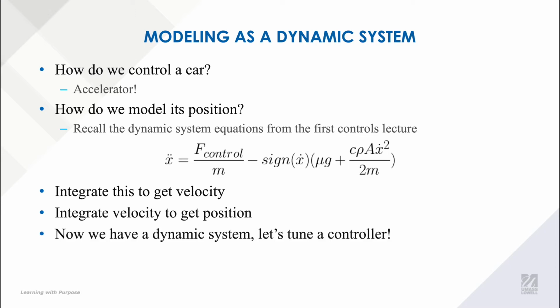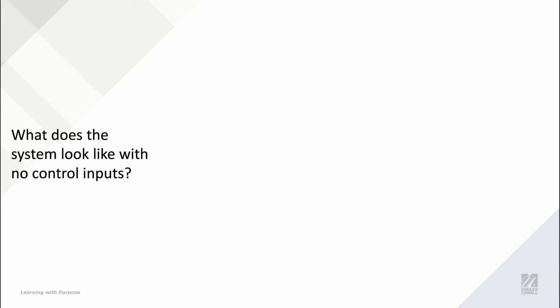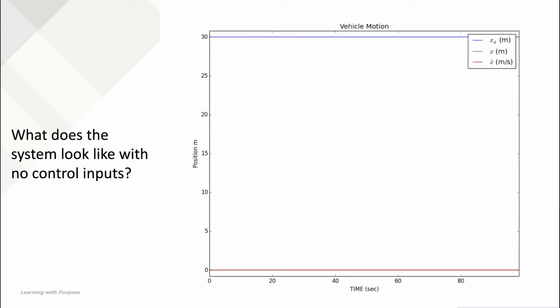So now we have a dynamic system. Let's go ahead and tune a controller that gets it to a particular position. What does this system look like with no control inputs? That's a question you should ask yourself every time you look at a new dynamic system, so you have an idea of what's happening when you don't give it anything. In this case, it's very boring. If you start at zero position, start at zero velocity, the car is not going to move anywhere unless you tell it to, so that's pretty boring.